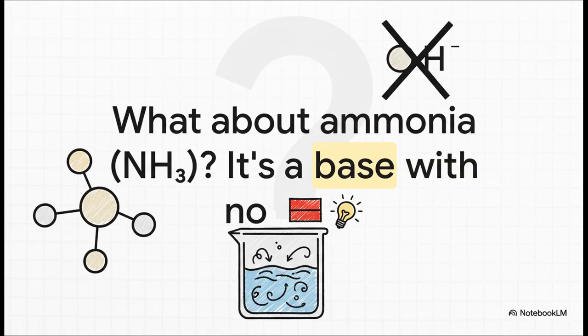But like a lot of first drafts, it had a few holes. For example, take ammonia, NH3. We know for a fact it's a base, but look at it. There's no OH group there for it to release. So what gives? How can it possibly be a base if it doesn't fit the rule? This little puzzle meant chemists needed a better definition.